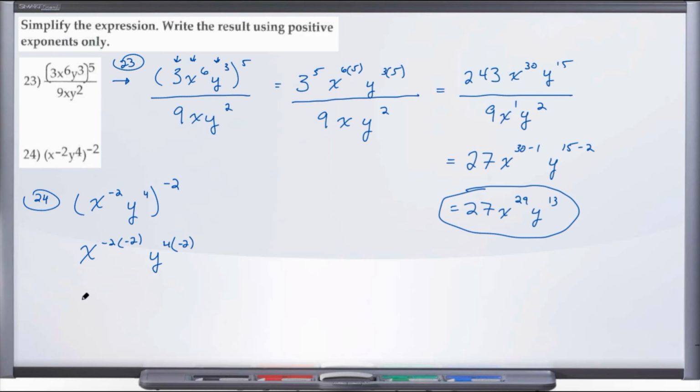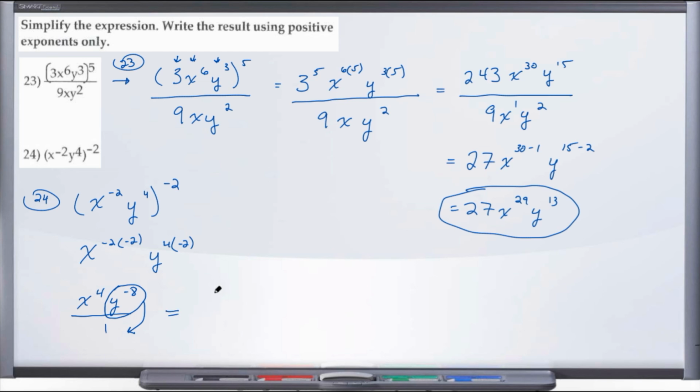So that's going to give us x to the, well, negative 2 times negative 2 is positive 4. And y, 4 times negative 2 is negative 8. But now that we've simplified, we can see that we have a negative exponent on the y. We can't have negative exponents. And so we want to take this whole entity, because this negative 8 has power only over the y, and move it downstairs to the denominator.